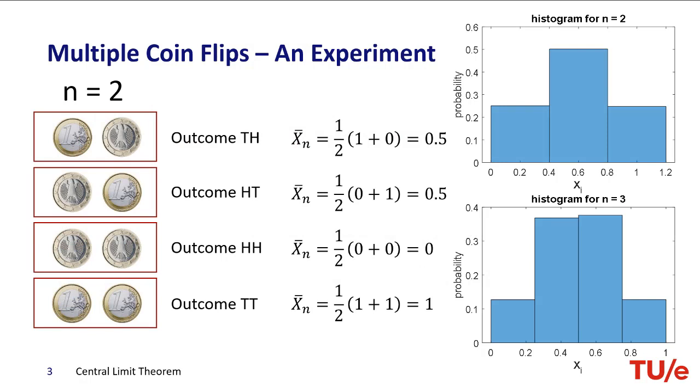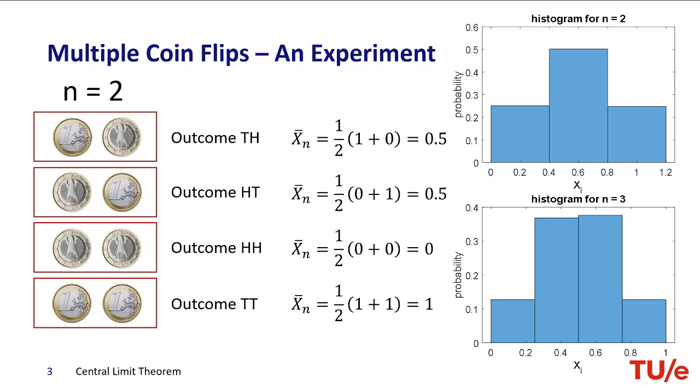Let's start our investigation from n equal to 2, where we have three outcomes: 0, 0.5 and 1. 0 corresponds to getting 2 heads, 1 corresponds to getting 2 tails, and 0.5 corresponds to getting a tail and a head, or a head and a tail. Thus, the probability of the outcome 1 over 2 is equal to 1 over 2, and the outcomes 0 and 1 both have 1 over 4 probability.